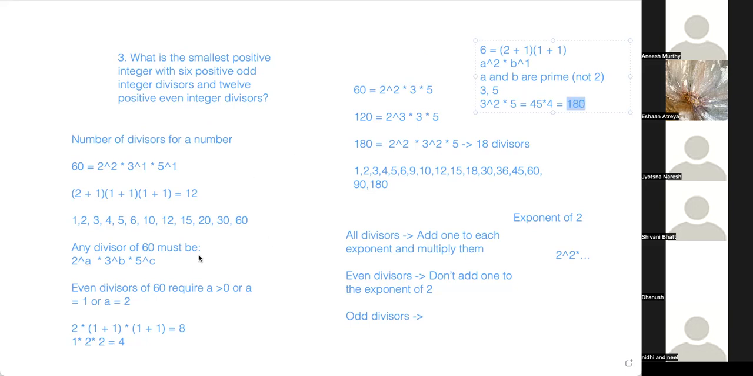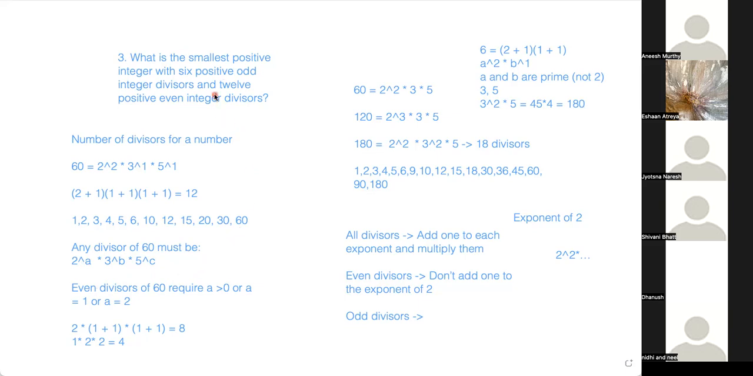And now we also have this nice formula. If I have any number, I can take the prime factorization. If I add 1 to each exponent and multiply them, that's the total number of divisors. If I take the power of 2, whatever it is, and don't add 1 to it, and multiply with the rest of them, adding 1, that's the number of even divisors. The number of odd divisors is when you force the power of 2 to be 0. So you just ignore the power of 2 completely and just add 1s to the remaining ones and multiply them. That gives me the odd divisors.